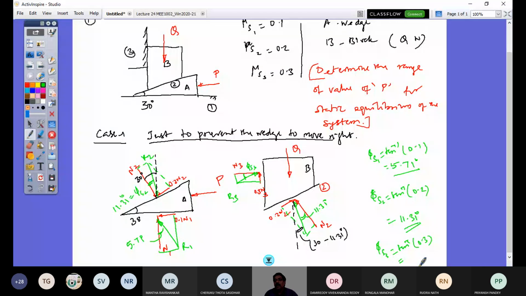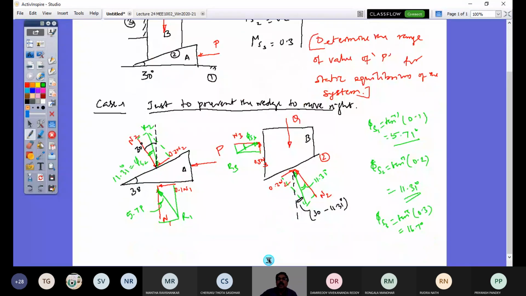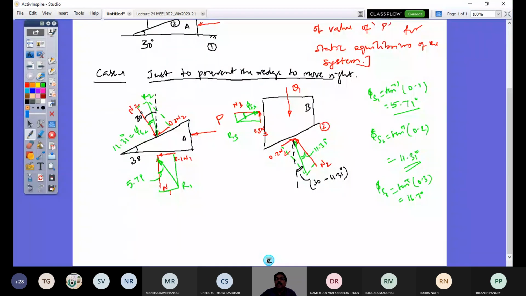16.7 degrees. So knowing this all, now it has become very simple. I know this, and here again there is no P on this load. So here also three forces, here also three forces. So it's very simple to solve by Lami's theorem, application of Lami's theorem.